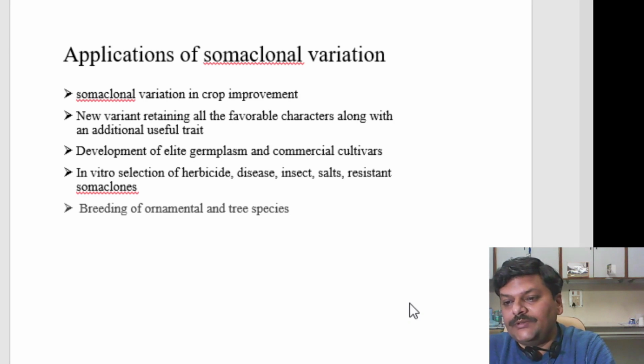Development of elite germplasm and commercial cultivars, the same way which I just discussed. In vitro selection of herbicide, disease, insect and salt resistant somaclones, and breeding of ornamental and tree species. So, somaclonal variation again basically finds its application where sexual fertilization is not very easy to achieve, where there is an important plant species which doesn't make seeds.